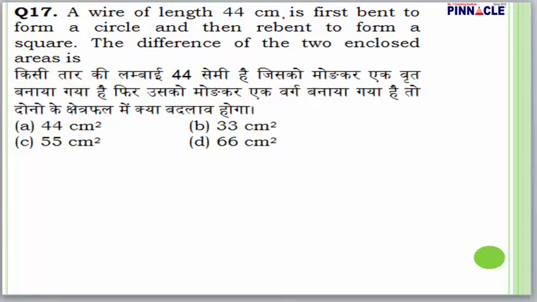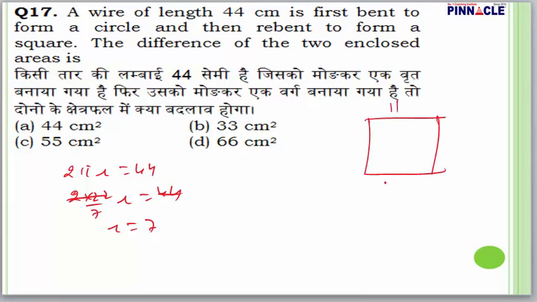A wire of length 44 centimeters is bent to form a circle. 2πr is equal to 44, so 2 into 22 by 7 r is equal to 44, r is equal to 7. Then it is rebent to form a square, with sides 11, 11, 11 and 11, because this is the length of the wire.